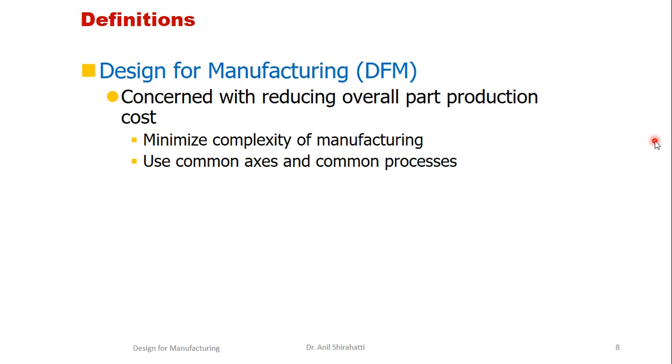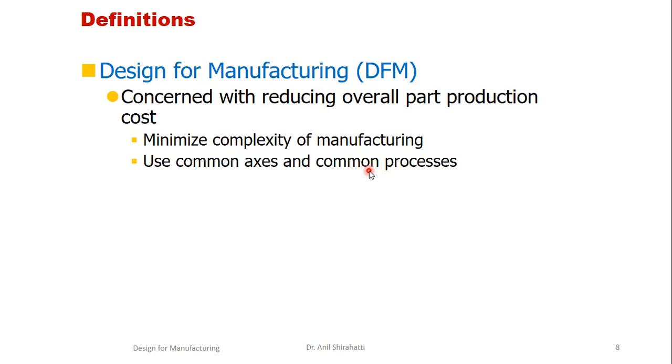Now there are two definitions which are very important: design for manufacturing and design for assembly. What do you mean by design for manufacturing? It is concerned with reducing overall part production cost. This can be done by minimizing the complexity of manufacturing and using common axes and common processes. This is mainly concentrating on the manufacturing point of view of each component.